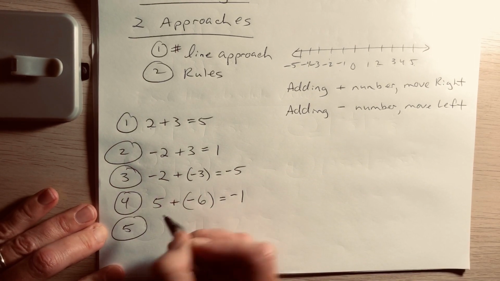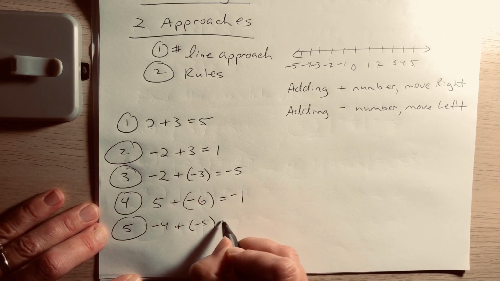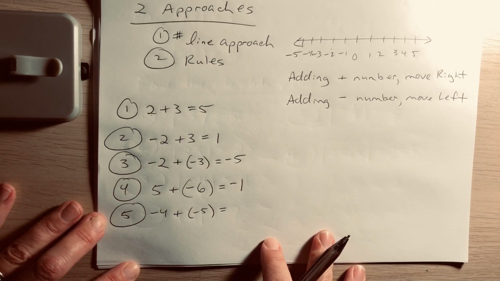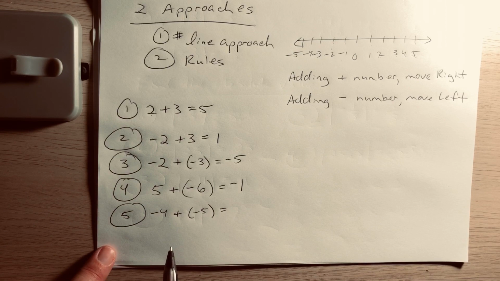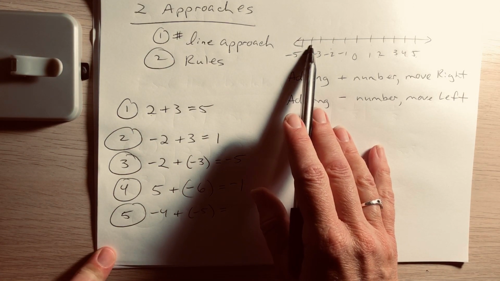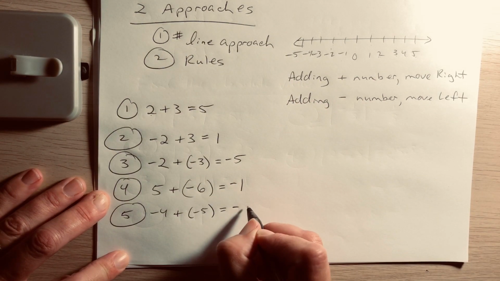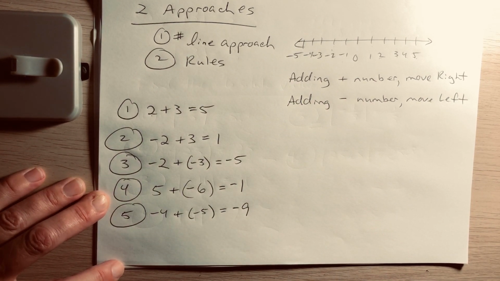How about something like -4 plus -5? Now I'm going to go off number line a little bit here, but you can imagine what's happening. So we're starting at -4, and I'm going to move 5 steps to the left. So where will that take me? Right, to -9.